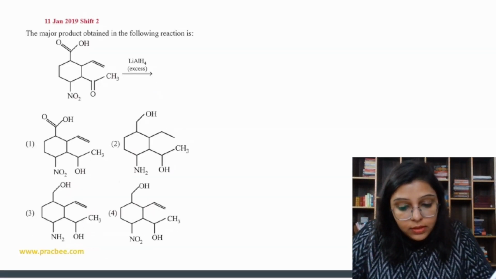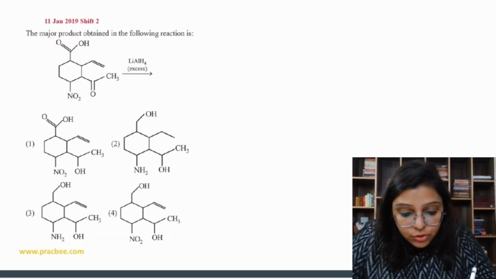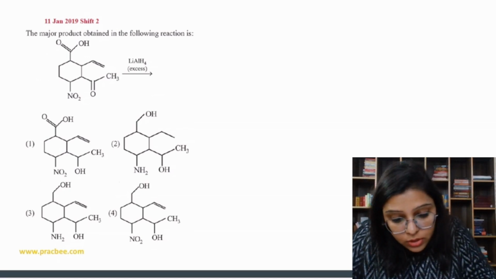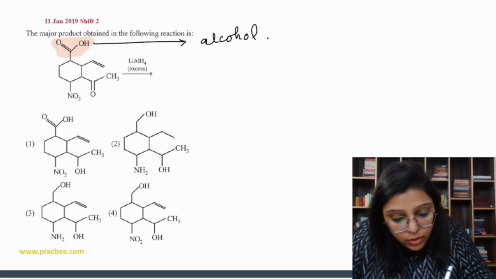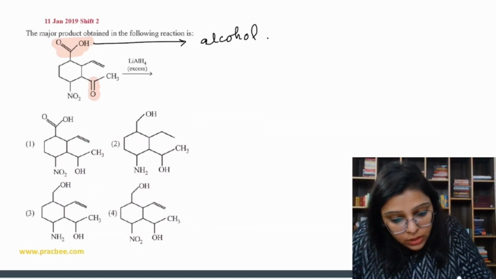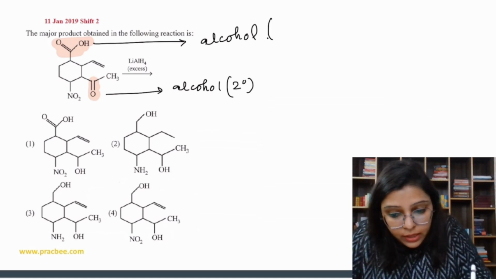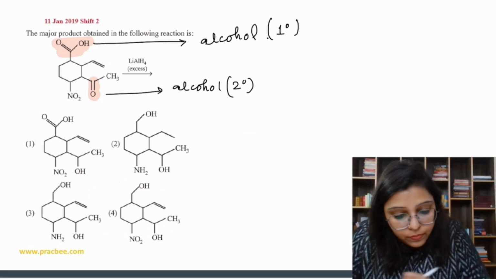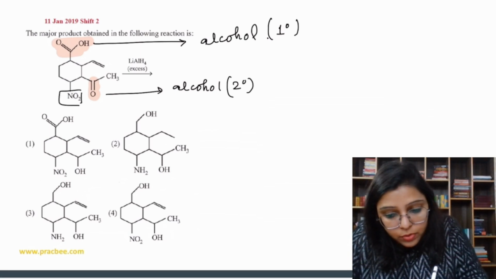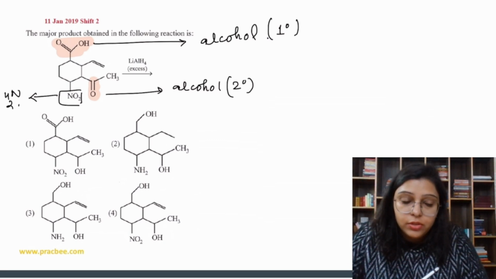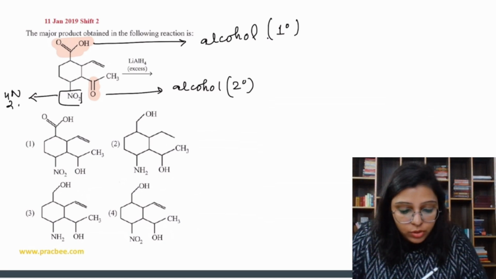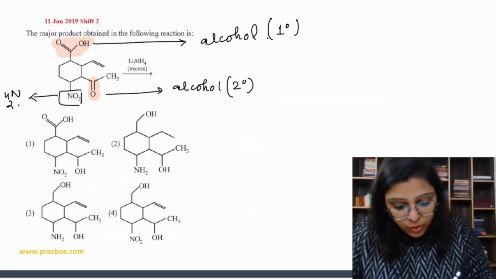Now next, the major product obtained in the following reaction is, so LiAlH4 is in excess. See, this is carboxylic acid. Carboxylic acid is converted to alcohol, right? This is keto group. Keto group is converted to alcohol. So here we get 2 degree alcohol, here we get 1 degree alcohol. Then we have NO2 group. NO2 group is reduced to NH2 group, right? So the answer is going to be option number 3.